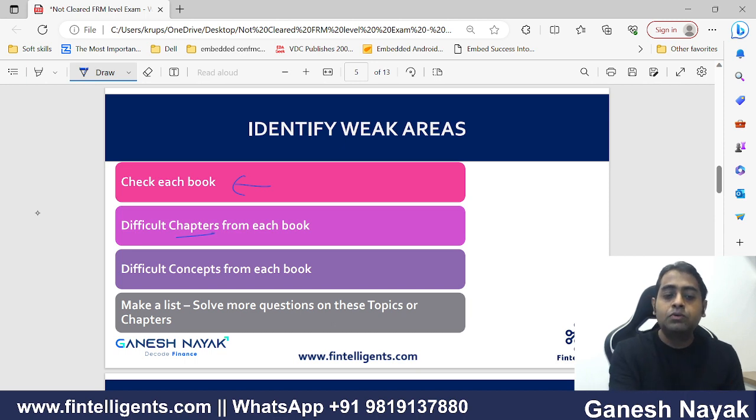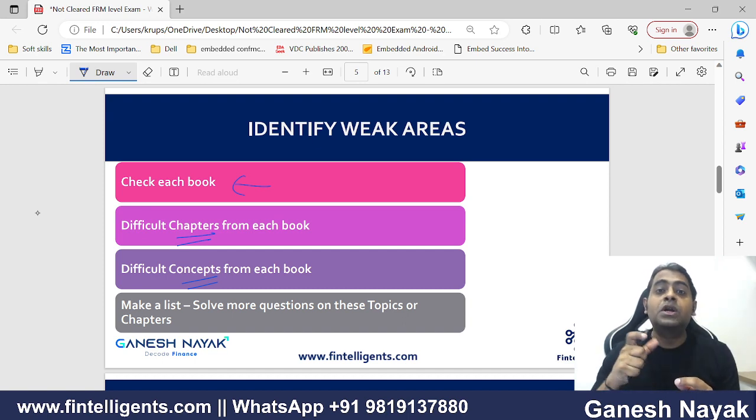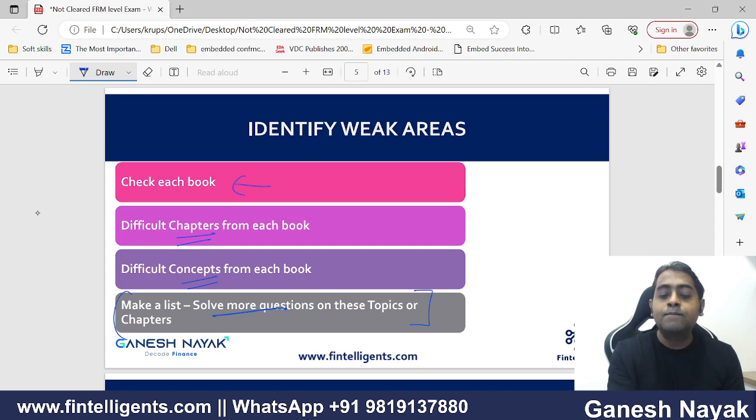So you should be able to do an analysis of difficult chapters and difficult concepts. Now, when you're doing this, also connect back to the exam day and see whether you found some difficult question from a particular book or particular chapter. That also should come into the picture. Next, make a list of, and solve more questions on, these topics or chapters.